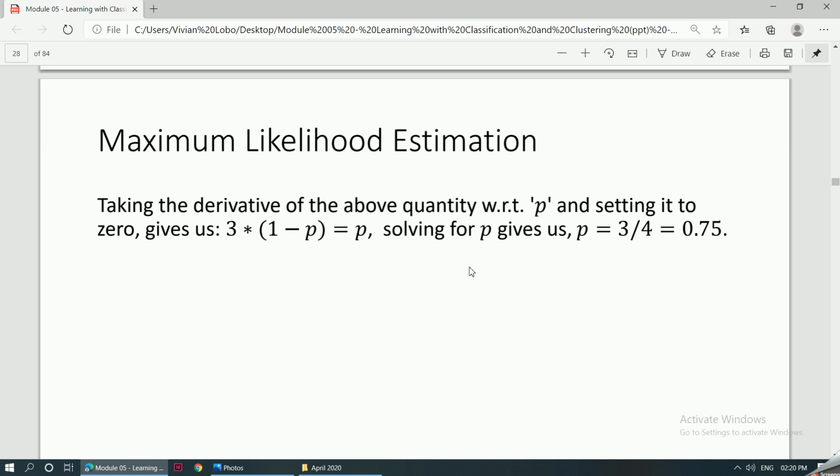So we saw initially the value for P was 0.5. And now the probability has increased to 0.75. So every time we calculate, we are trying to reach the optimum solution.